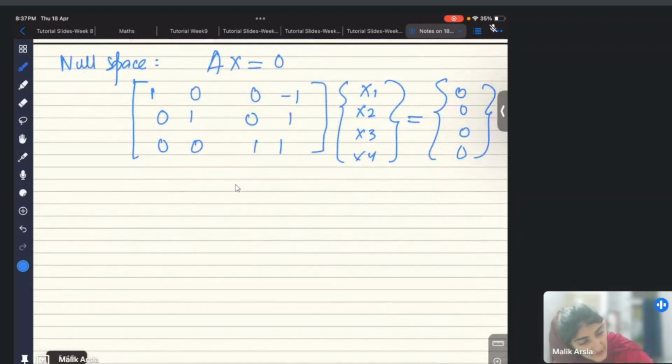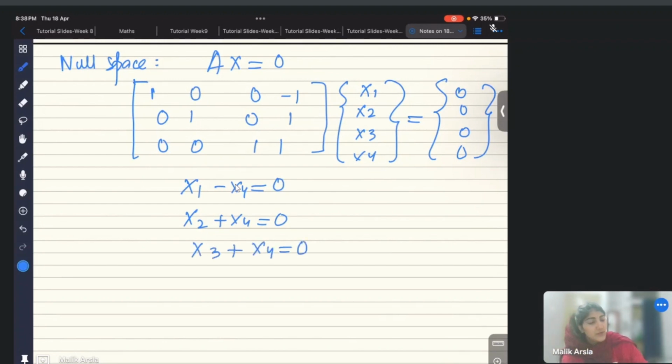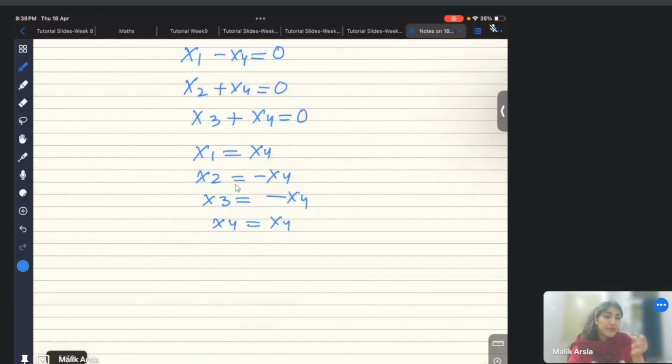Now from here, the first equation is x1 minus x4 is equal to 0. Then x2 plus x4 is equal to 0, and x3 plus x4 is equal to 0. We have only 3 equations and 4 unknowns. This x4 is extra, so we express everything in terms of x4. So x1 is equal to x4, x2 is equal to minus x4, x3 also is equal to minus x4, and x4 is simply equal to x4. So we have represented the 3 variables in terms of the fourth one, that is x4.